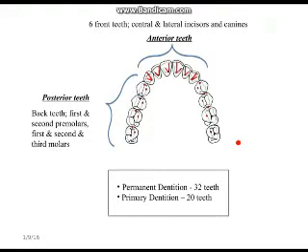Now, we're going to go a little bit more in depth and talk about the actual teeth. Whether it's primary dentition, mixed dentition, or permanent dentition, you're always going to have anterior teeth and posterior teeth. Now, I don't want you to get overwhelmed with all the terminology that we're going through right now, so just take a deep breath and let's talk about anterior teeth.